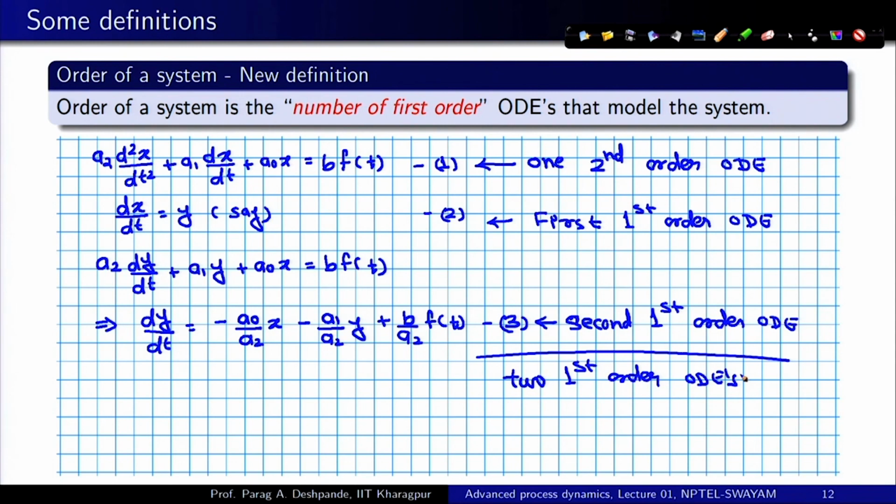which means that it is possible for me to convert any second order ODE to a set of two first order ODEs, and by induction I can say that I can convert any nth order ODE to n first order ODEs. So, therefore, our new definition that the order of a system is equal to the number of first order ODEs that model the system is in fact consistent with our previous definition.